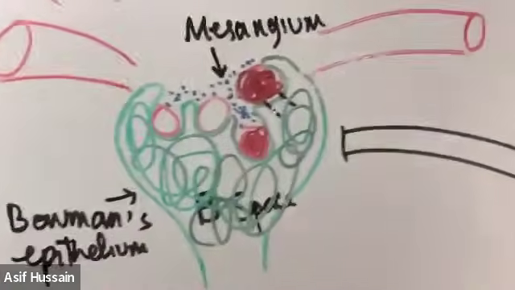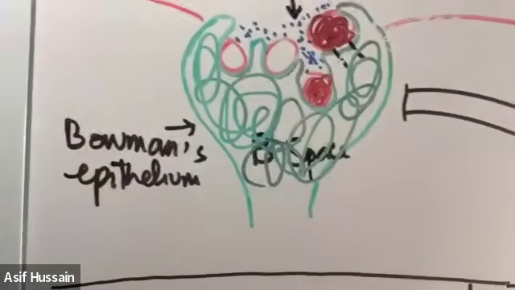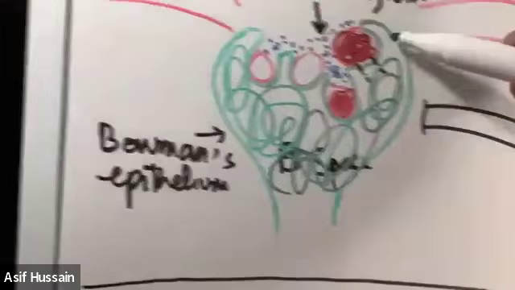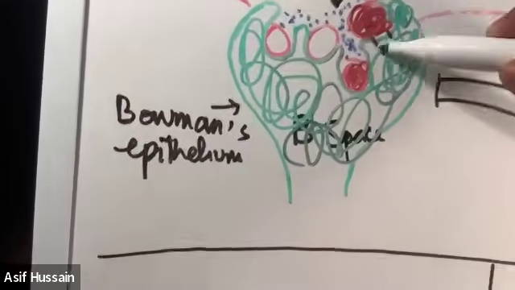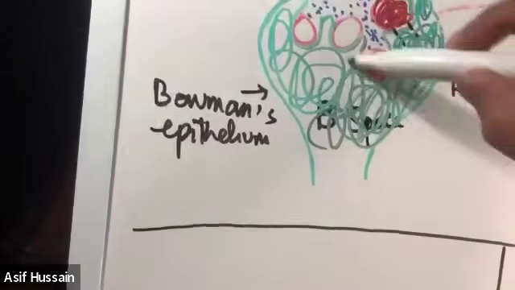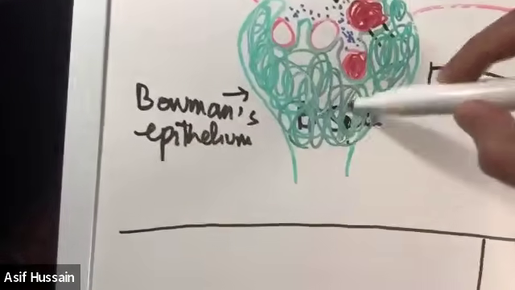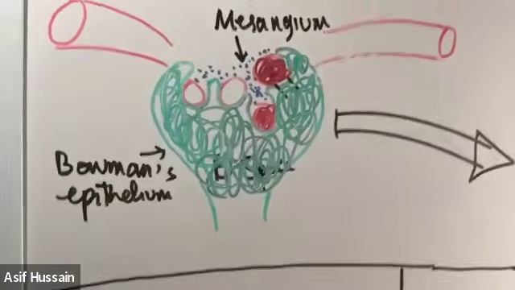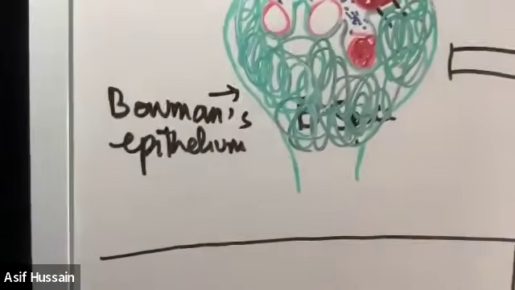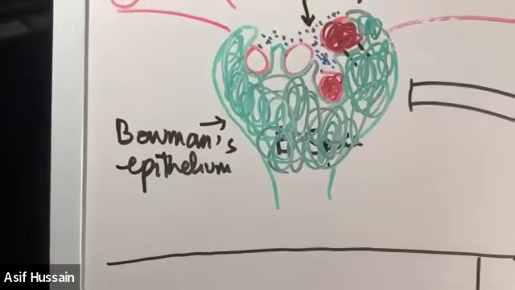That will cause proliferation of the Bowman cells, and that will make crescent formation: the filling up of the Bowman's capsule, the Bowman space, with the Bowman cells. You can see this green one. It looks like a crescent. It's called crescentic glomerulonephritis or rapidly progressive glomerulonephritis.